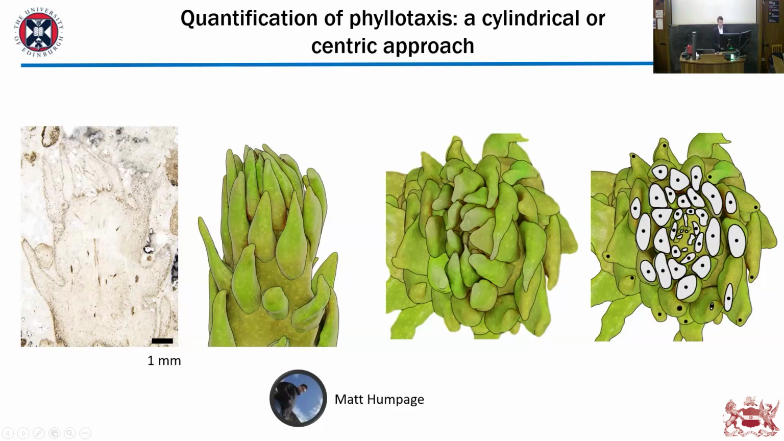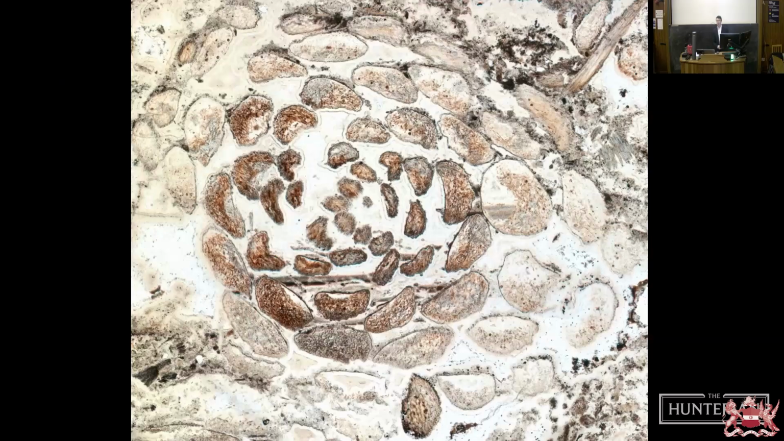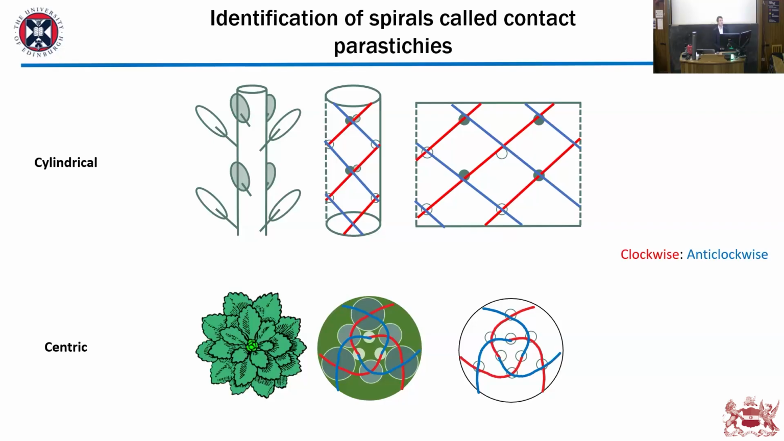We combine that with some additional evidence, such as some incredible fossils like this one here at the Hunterian Museum in Glasgow, in which you can clearly see evidence of these spirals radiating out of the center in this plant. Okay, so taking this diversity of new fossil evidence, what we were able to do was to take those two approaches I described to you earlier: take the cylindrical approach, take the centric approach, and quantify phyllotaxy.